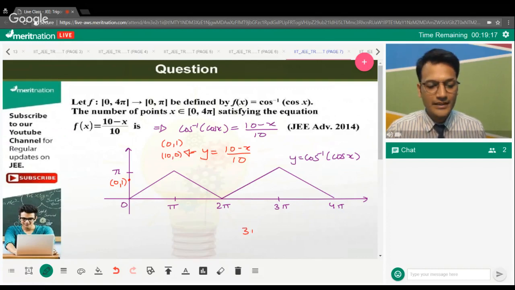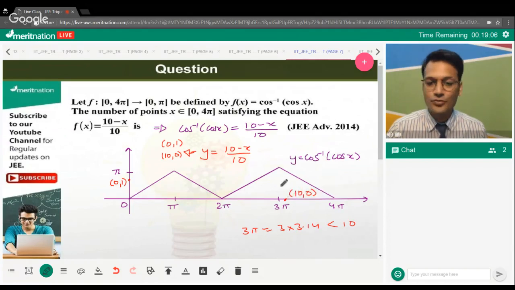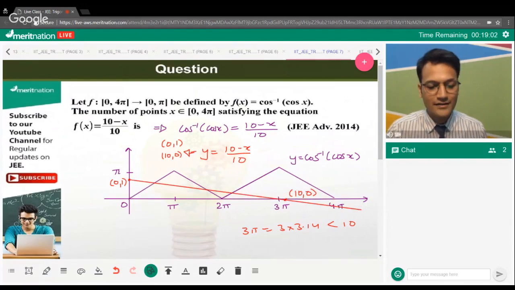3 pi कितना हो जाएगा? 3 into 3.14, which is less than 10. Therefore, 10 will be somewhere here maybe. So this is 10, comma 0. Now what you can do is join these 2 points to construct the line which we have there on board. So I'll join these 2 points somewhat like this.